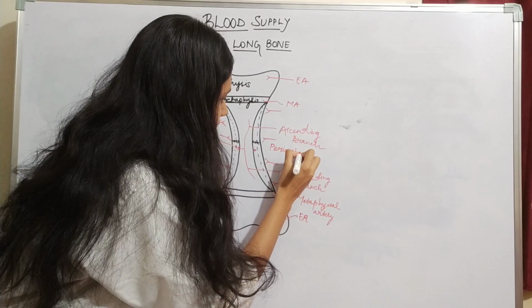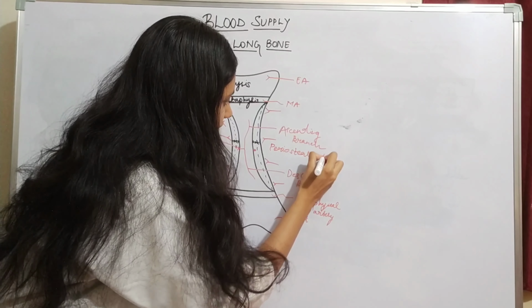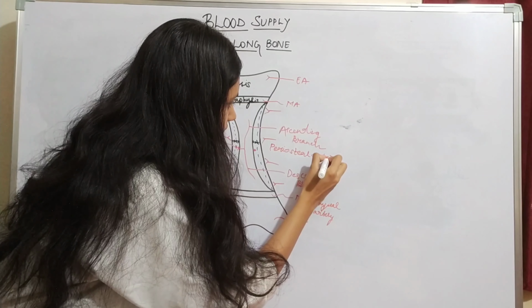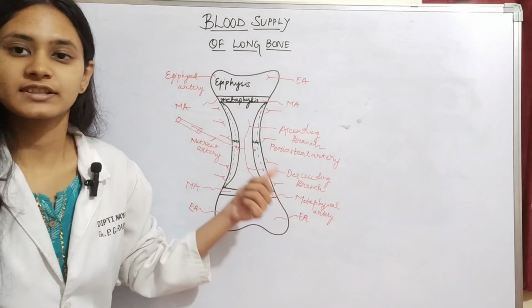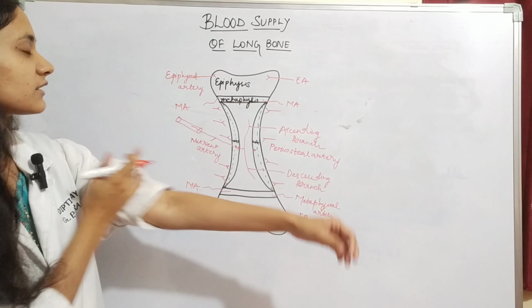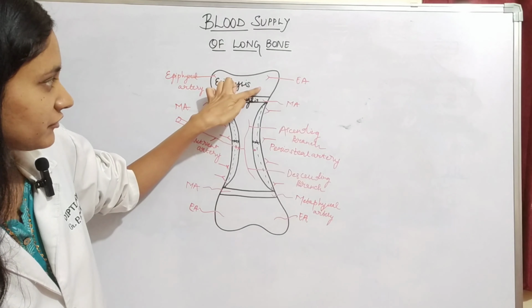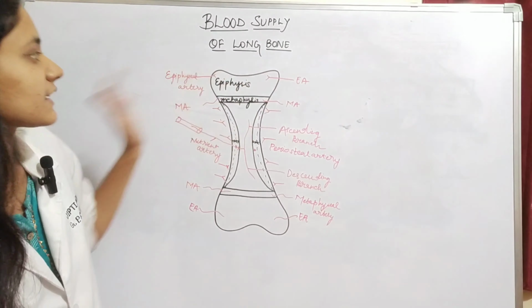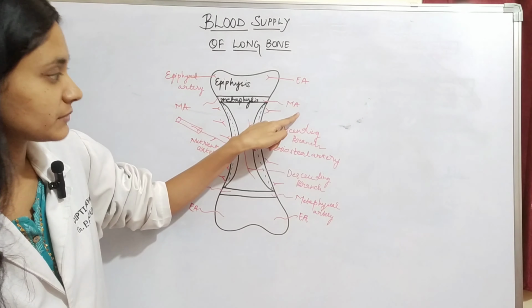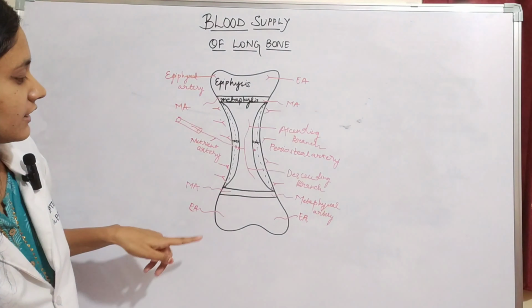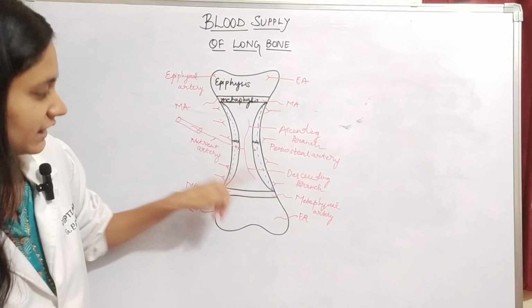Periosteal artery. Let us revise the arterial supply of long bone. In the epiphysis, we will have supply of epiphyseal artery. In the metaphysis, it will be supply of metaphyseal artery. Same epiphyseal artery, metaphyseal artery.